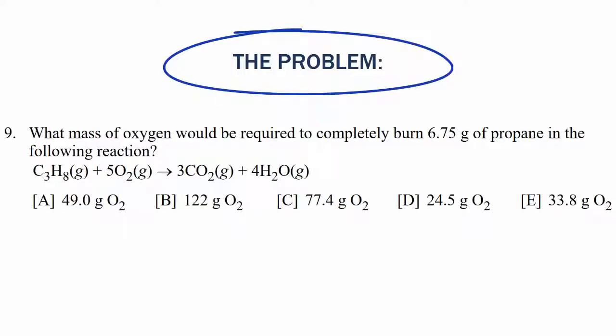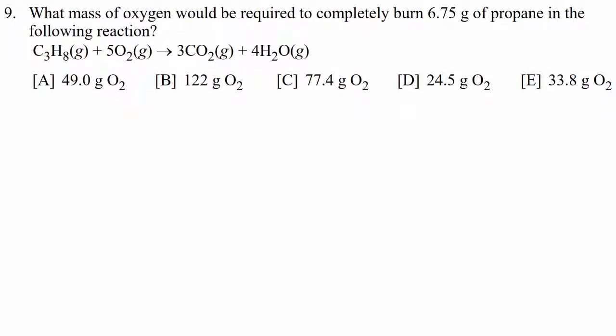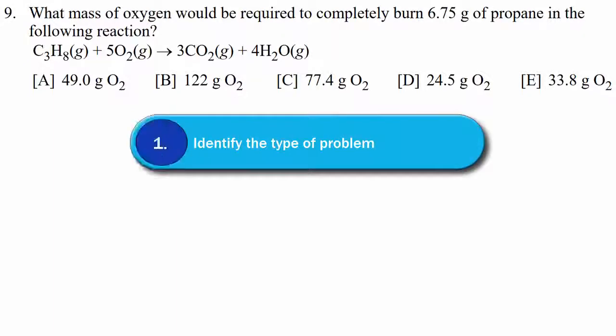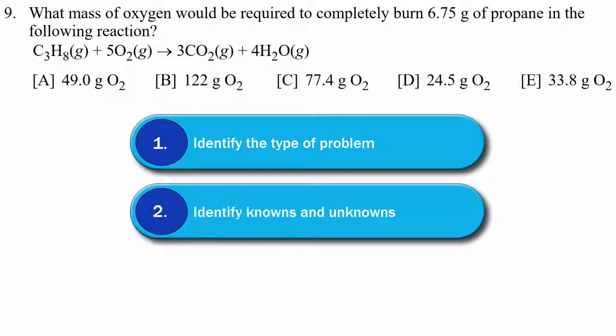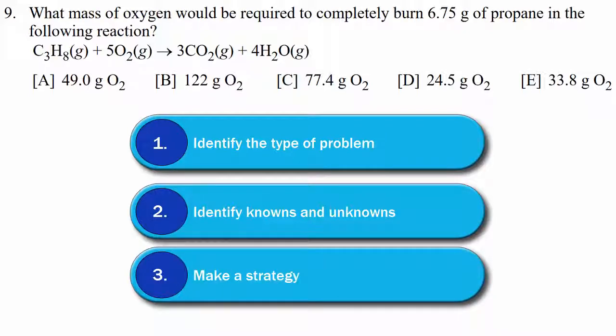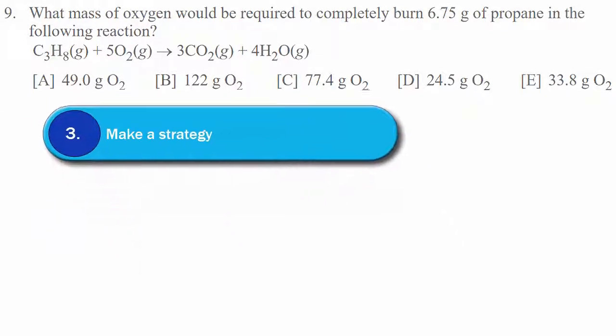Hello. In this video, I'm going to show you how to solve a three-step stoichiometry problem. In order to solve this problem, we will need to do the following. Identify the type of problem, identify the unknown, identify the relevant knowns, and make a strategy for solving the problem. The strategy we will use to solve this problem has three steps.